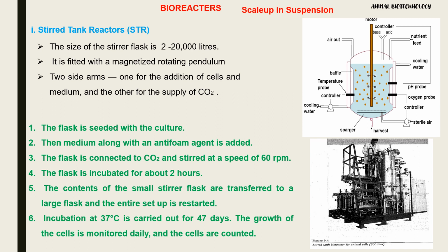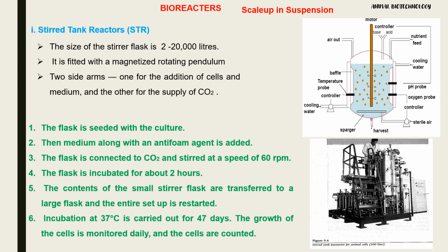Stirred tank bioreactors. It is the most conventional bioreactor and it's a batch culture. The size of the stirred tank reactor varies from 2 liters to 20,000 liters. The figure here represents a simple model of a stirred tank bioreactor. The stirring speed is low and generally done by using magnetic bars for small volume cultures. For larger volume cultures, magnetized rotating pendulum is used in some cases.